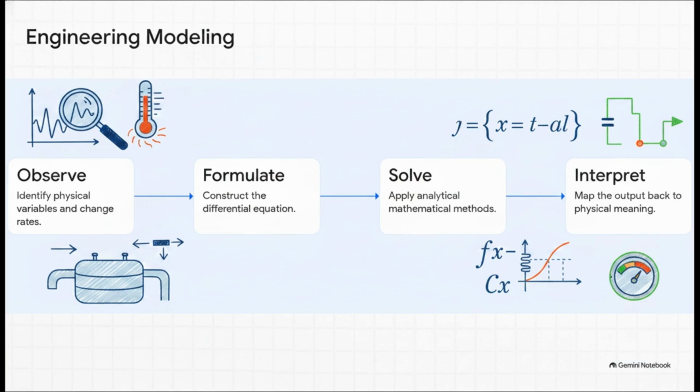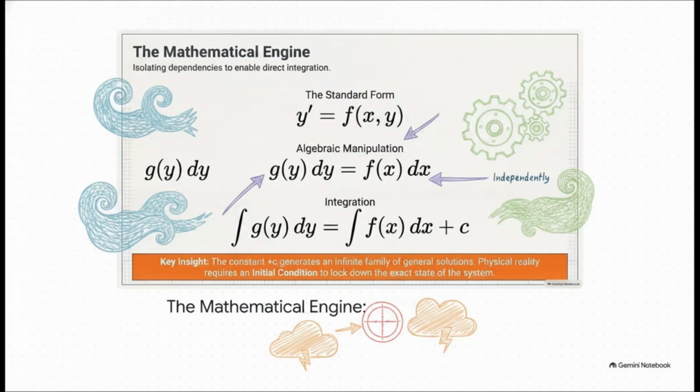Breaking that loop down into steps. Step 1, we observe reality and identify the variables. Step 2, we formulate the differential equation. And I promise you, this is arguably the hardest part, translating the actual physics into a mathematical rate of change, like identifying that a rate is proportional to a difference in temperatures. Step 3, we solve the equation using calculus. And finally, step 4, we interpret it physically. Because let's be honest, an equation is completely useless if you don't know what it means for your tank capacity or your resistor tolerances.